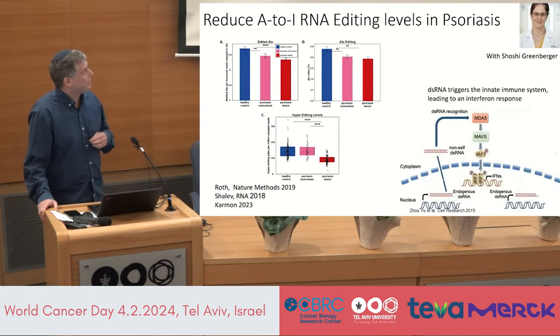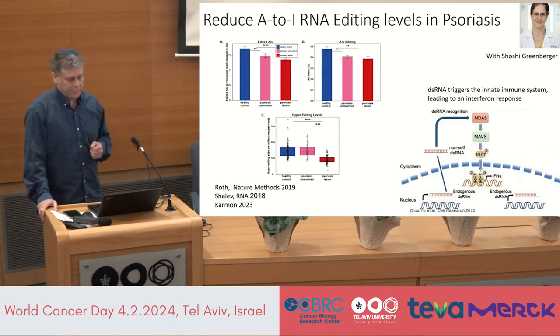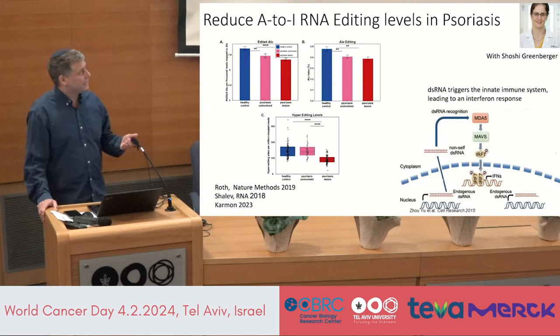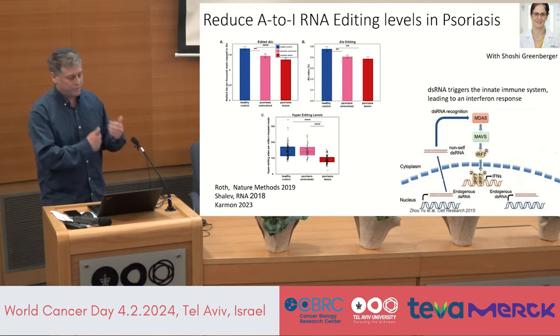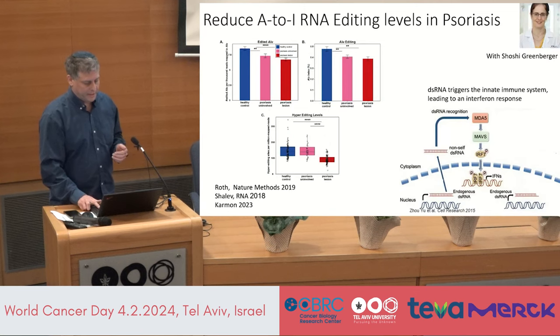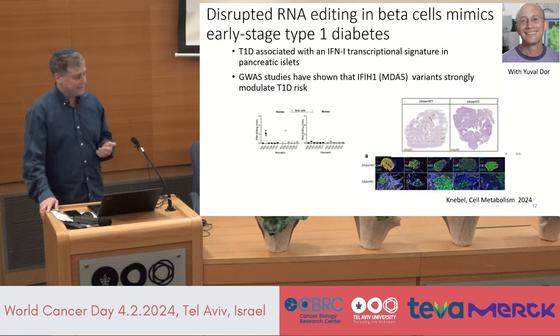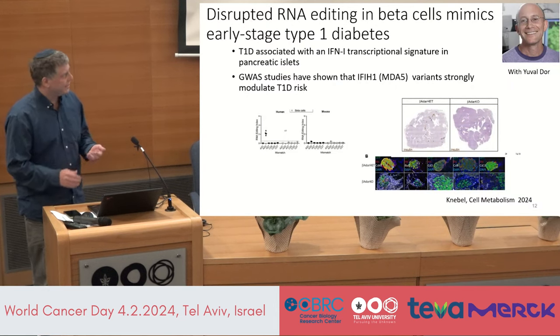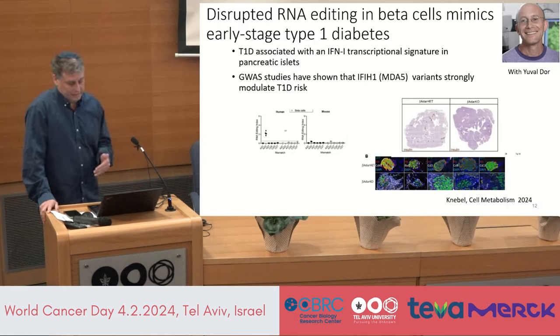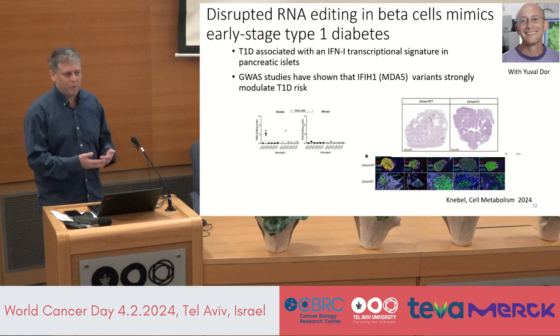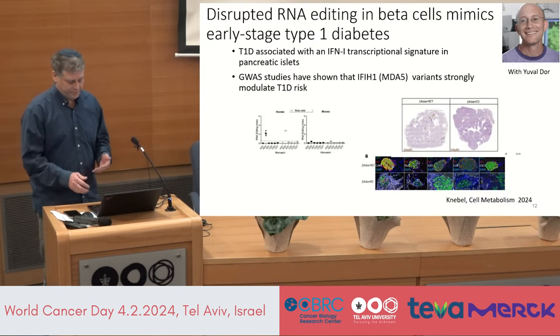And together with Shoshi Greenwald, we saw that in some autoimmune diseases, such as atopic dermatitis and psoriasis, we see reduced editing, we have more double-strand structures that contribute to the vicious cycle of the immune response. And more recently, the Yuval lab showed that when you take mice and remove ADAR in the beta cells, you get a phenotype that is very close to type 1 diabetes, showing how important ADAR is for several autoimmune diseases.